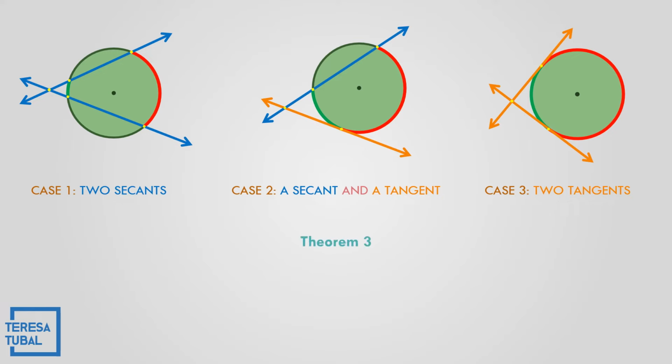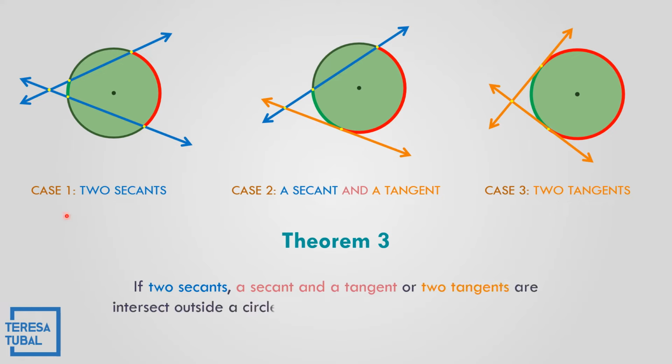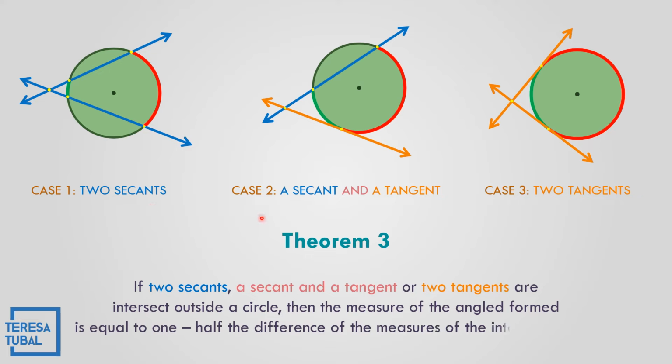As you can see, in theorem number 2, we have in case 1, 2 secants, in case 2, a secant and a tangent, and in case 3, 2 tangents. All intersections are outside the circle. So it means the formula now is the measure of the angle formed is equal to 1/2 the difference of the measure of the intercepted arcs. So if the intersection is outside, minus. If the intersection is inside, that is plus. So let us apply.